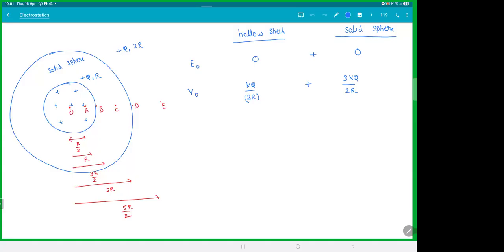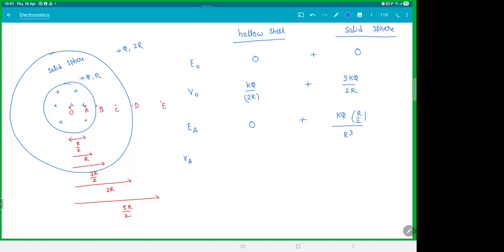Okay, let's see for A. Check your answers. So EA, where is A? A is inside the hollow shell, so it is still 0. Where is A? It is inside the solid sphere. And what is the formula? K, Q, small r. यहाँ पे small r is r by 2. I will leave it like that by r cube. So you know the formula. The direction is away from the center.